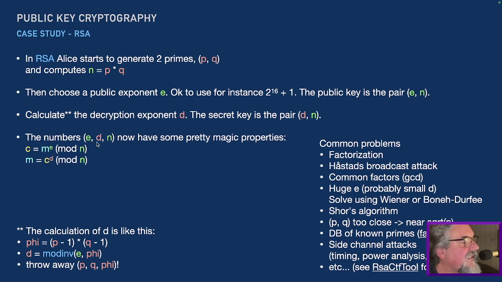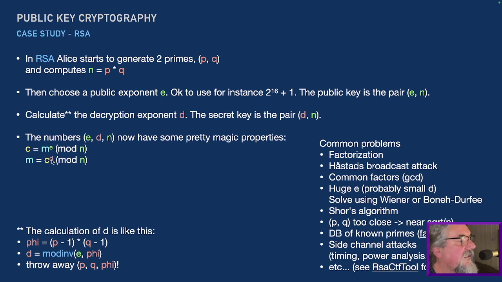These three numbers E, D and N have some mathematical properties. If you take M to the power of E mod N, you get the ciphertext C, and then if you take C to the power of D mod N, you get back the message M. Incredible, but it works. Rivest, Shamir and Adleman came up with this in the 70s, and later it turned out that a British mathematician in the military had already found these mathematical properties before, but it was secret. The military is very secret, so they didn't go public with it, and he's still pretty unknown, the guy that actually came up with it first.